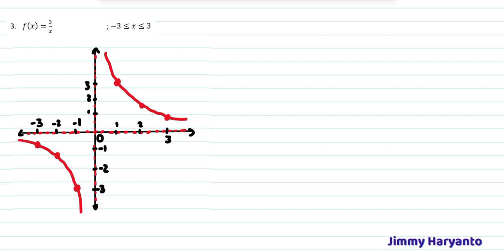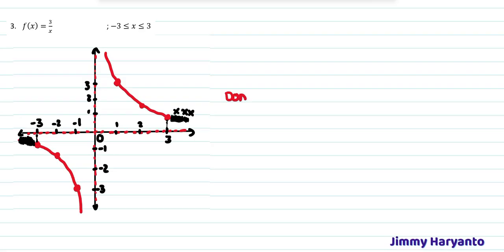The third one will be this one, 3 over x. We already drew this before, but I made a mistake at this question. I have to stop right here, guys, at 3. You cannot draw this one because the question says we have to stop at 3 and we have to stop at negative 3, so you have to erase this one. Okay, good.